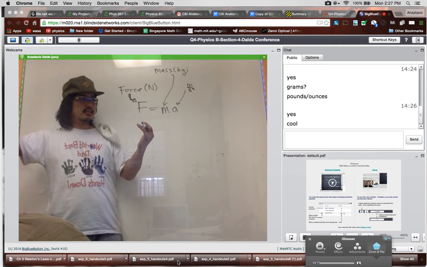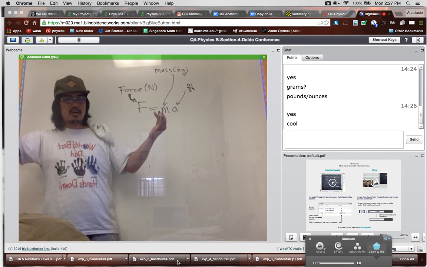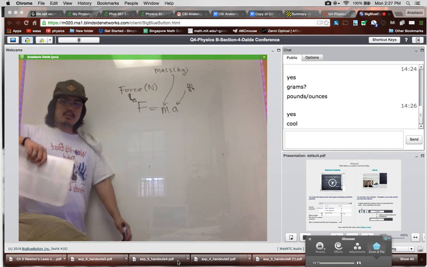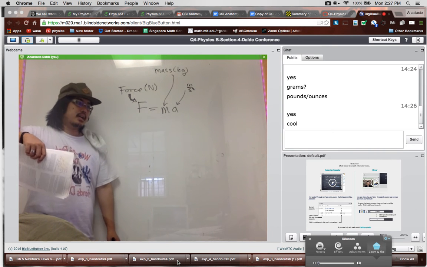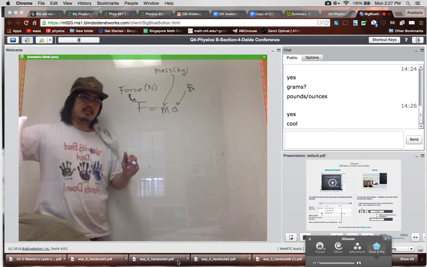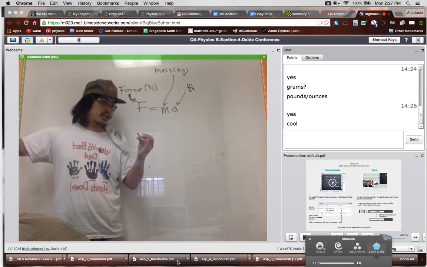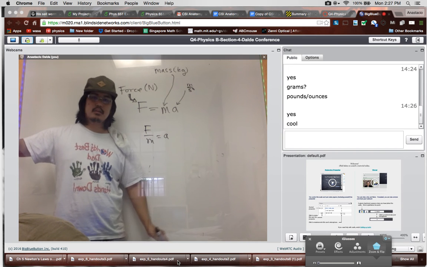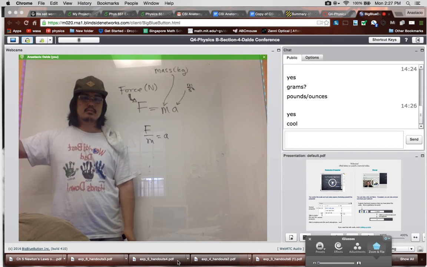Now this equation kind of makes sense to me. I could probably derive this equation if I were as smart as Newton at his time. Actually, I don't even need to be as smart as Newton. Let's try to play with this equation a little bit. F equals ma. F over m equals a. Are we cool?